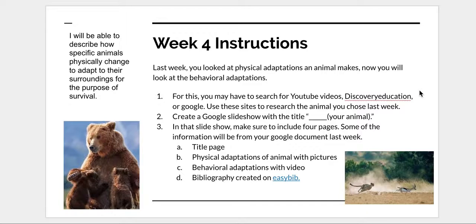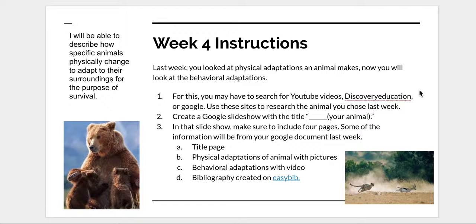So first of all, this week you're going to be doing more with the specific animal that you chose. Most of you already have a great start on your paper, or at least your literature review matrix, so you're going to be using that throughout the week. So this week you'll be able to describe how specific animals physically change to adapt to their surroundings for the purpose of survival. So last week we looked at physical adaptations. Now we'll be looking at what are called behavioral adaptations.